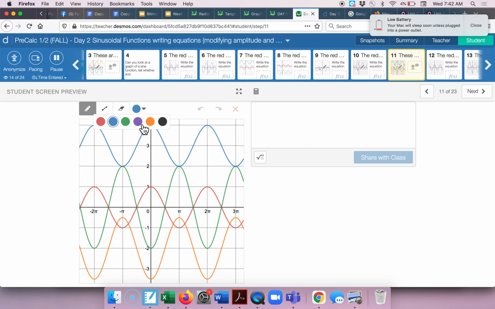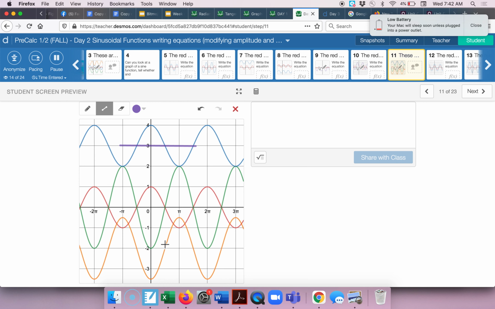I'll use purple again. All right, this one, the midline appears to be here. See that it does not start at the midline? The y-intercept is not at the midline. So right away, I know it's not a sine graph. For all of these, like the green one and the red one, the midline is the x-axis, okay?